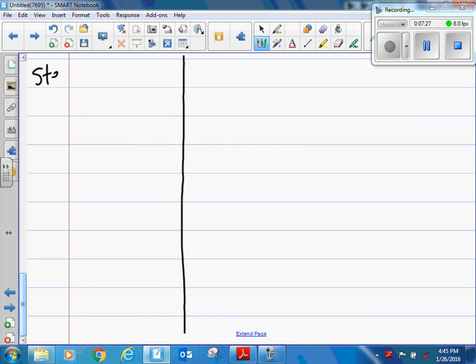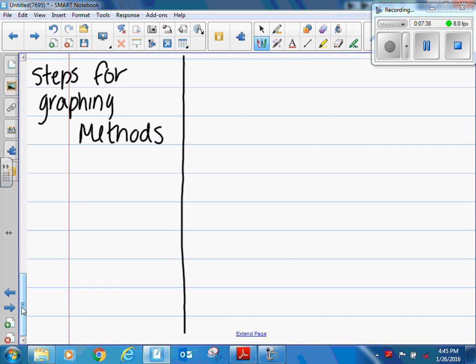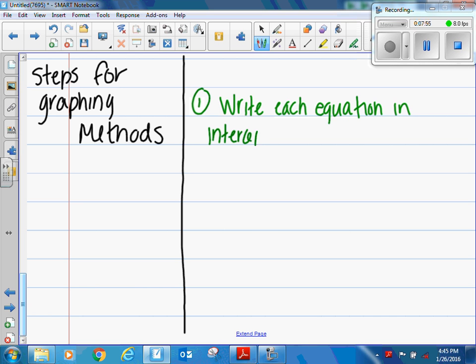So, steps for graphing methods. Okay, so the first step, we're going to write each equation in intercept form. And I'm going to say "if needed," because sometimes you will be given equations that are already in intercept form, and that means you don't have to go that extra step and put it into that form.